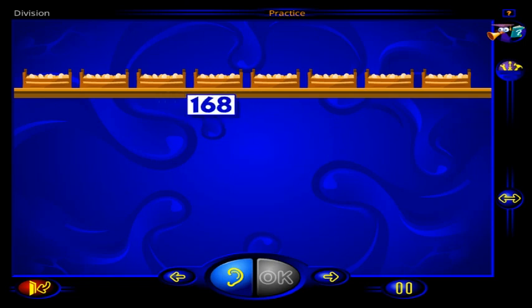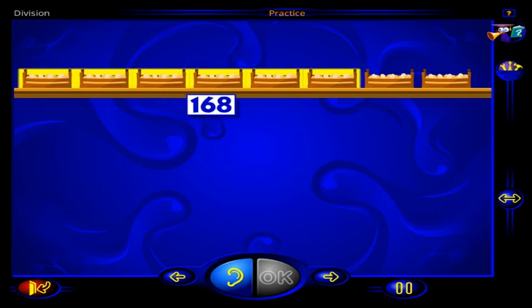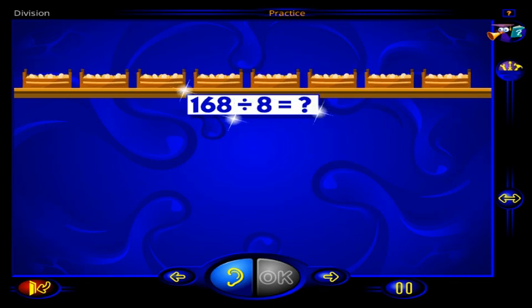168 eggs were divided equally into 8 trays. This number sentence shows how the eggs were divided. What is 168 divided by 8? Type in your answer here, then click OK.